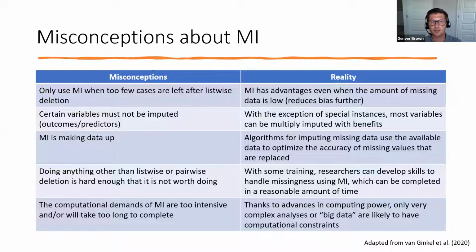And lastly, the myth that the computational demands of multiple imputation are too intensive or it would take too long to compute. We have Murphy's Law, and computers are getting more powerful by the day. It's only in rare cases where you're using complex analysis or big data, like MRI data or maybe genomics research, that you're going to have computational constraints. So we're probably going to be okay in kinesiology for the most part to use something like multiple imputation. Maybe it needs an entire night to run, but you should be able to come back in the morning and have your multiply imputed data sets waiting for you.